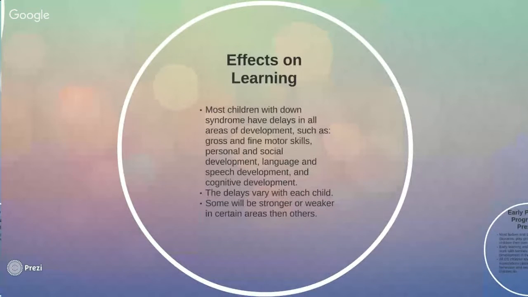Effects on learning. Most children with Down syndrome have delays in all areas of development, such as gross and fine motor skills, personal and social development, language and speech development, and cognitive development. The delays vary with each child. Some will be stronger or weaker in certain areas than others. The development of individuals with Down syndrome is influenced by family, environment, cultural, and social factors just like everyone else. Everyone with Down syndrome will experience some delay in their development and some level of learning disability.